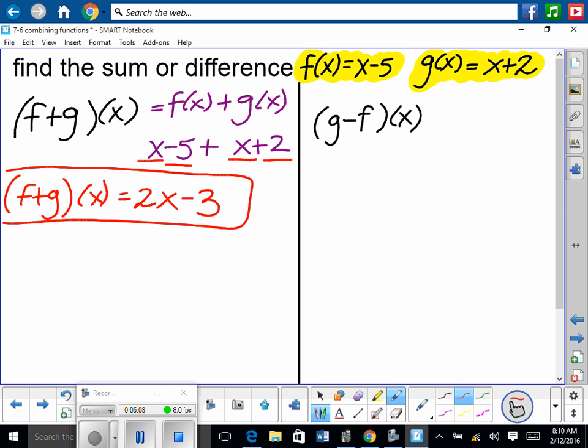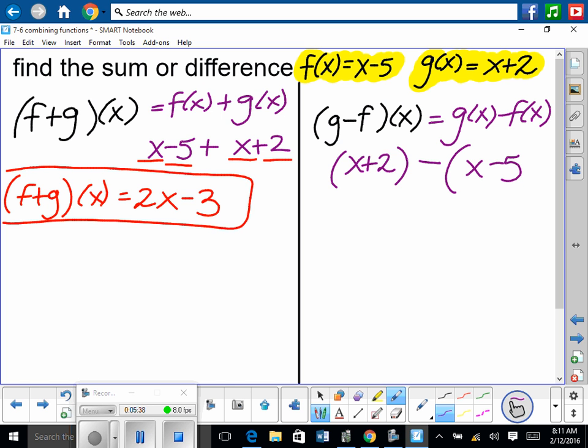Okay, next one. So given the two functions f of x, g of x, find g minus f of x. So you do have to ask yourself, what am I being asked here? Well, we can rewrite this as g of x, that's what came first, minus f of x. Questions on how I rewrote that? Now we know g of x is x plus 2, right? So we have x plus 2, I'm going to put it in parentheses, minus f of x. So minus (x minus 5). Does everybody see it? And I put it in parentheses because with subtraction we have to be careful, right, everybody?